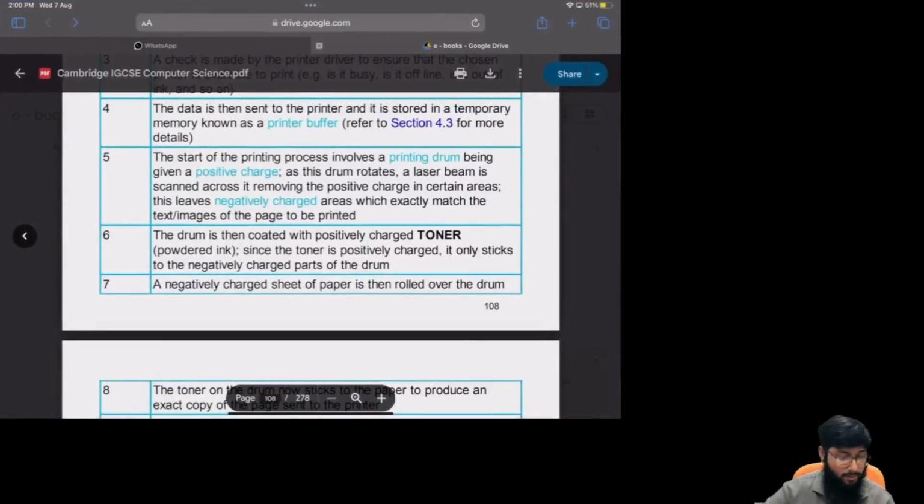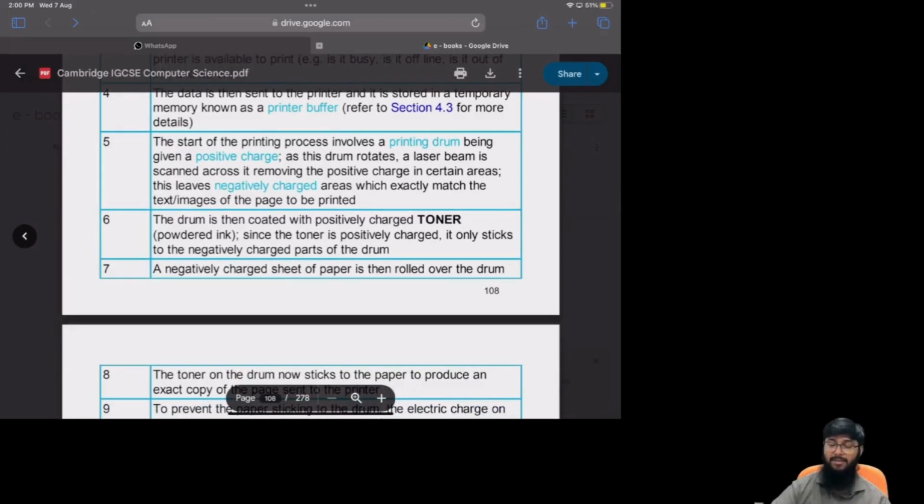So just after that, what they are saying, they just said in the 5th point, I'm repeating myself. The start of the printing process involves a printing drum being given a positive charge. As this drum rotates, a laser beam is scanned across it, removing the positive charge in certain areas. This leaves negatively charged areas which exactly match the text and images of the pages to be printed.